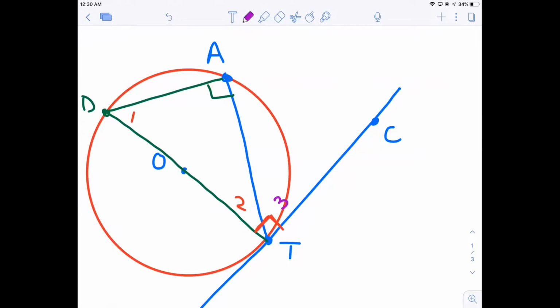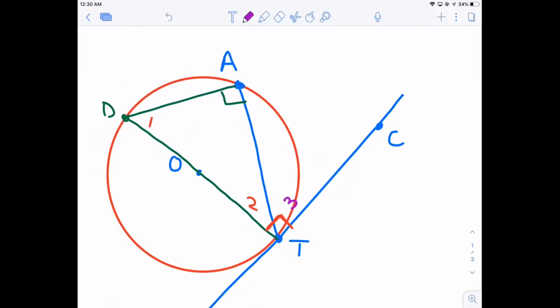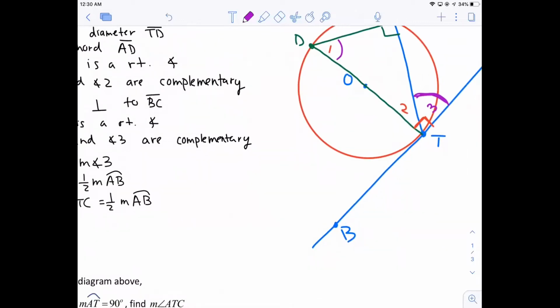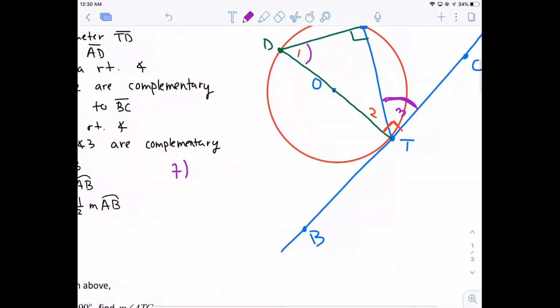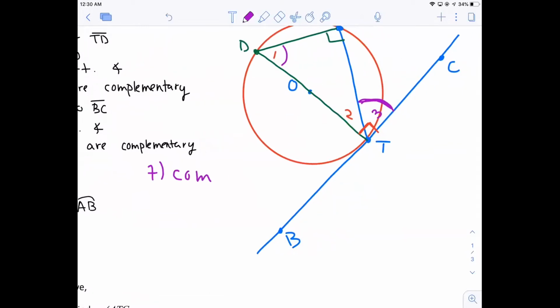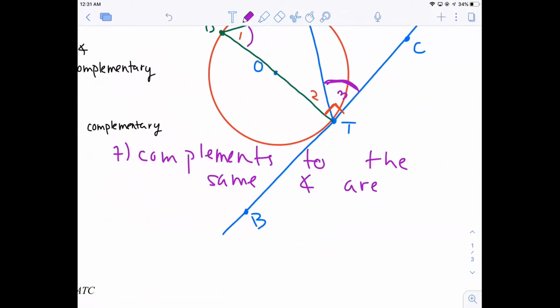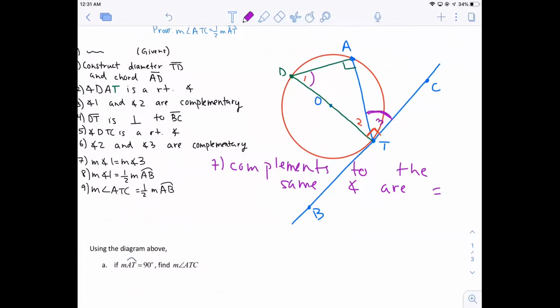And here's the good one. Measure of angle 1 is equal to the measure of angle 3. So why would angle 1 be equal to the measure of angle 3 here? Well, this is a good reason. I haven't used this in a while. But aren't they complements to the same angle, right? Angles 1 and 2 are complementary. Angles 2 and 3 are complementary. Therefore, 1 must equal 3. Complements to the same angle are congruent, or we can say they're equal in measure for this case, right?